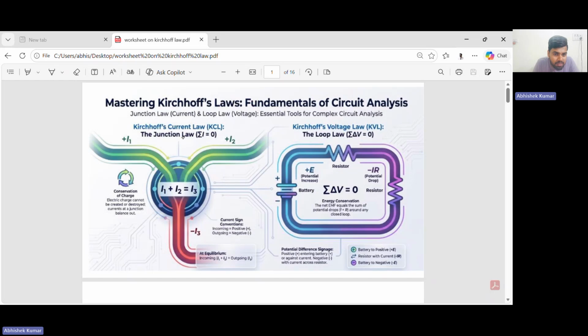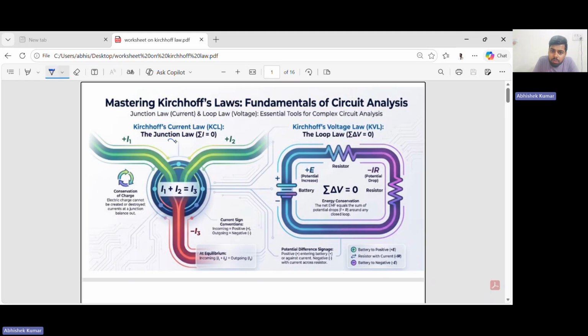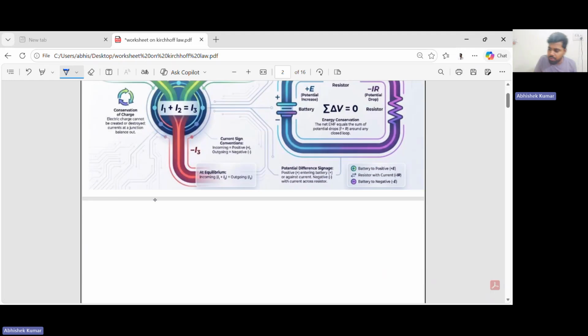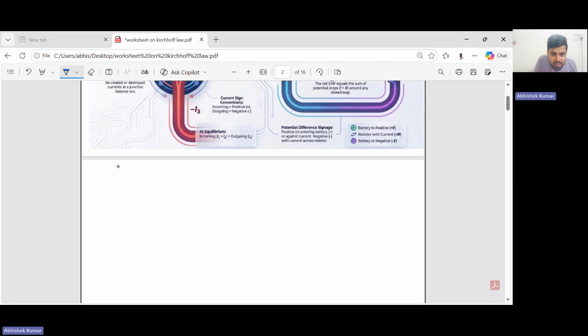Here two things are there. One is the junction law and the other is the loop law. Why do we need to study Kirchhoff's law? This is a very important thing that we have to understand. First, in Kirchhoff's law, we use the electric network. Understand the word: network.